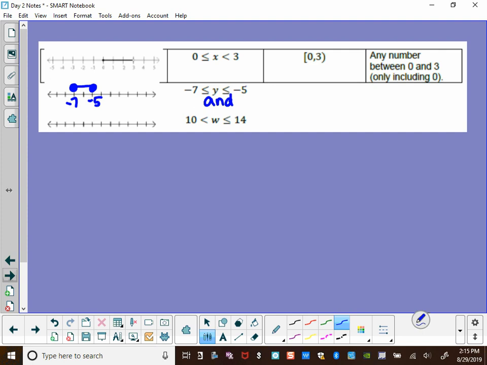Alright, the next one. W is greater than 10 and W is less than or equal to 14. And or? I can make a D out of both of these, which tells me that the letter D reminds me of and. So that's an and graph. So we have 10, 14. I have an open circle on 10, a closed circle on 14, and I'm going to draw a line in between.